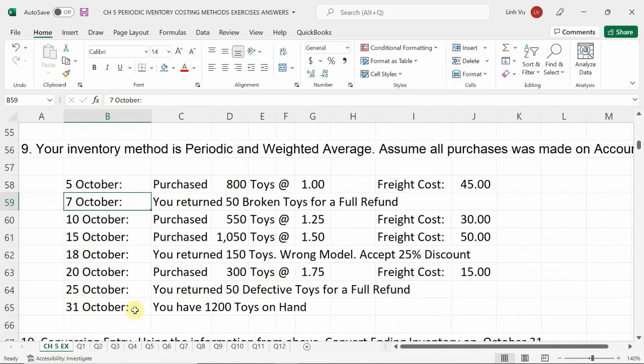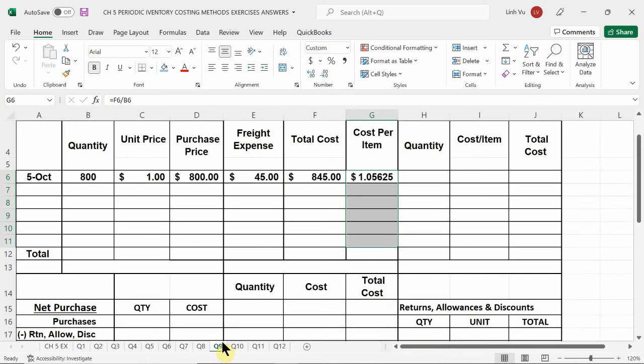Next, on October 7, you end up returning 50 broken toys for a full refund. I'm going to show you first by keeping track of all of your inventory, and then I'm going to show you that you don't necessarily have to do that extra step on the second one.